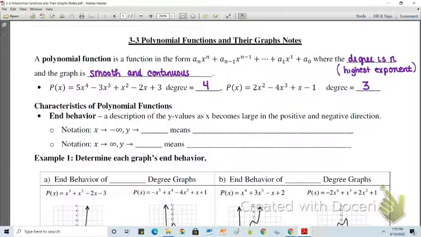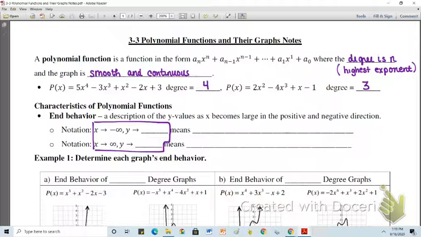Today we're going to talk about end behavior. End behavior is a description of the y values as x becomes large in both a positive and negative direction. End behavior is this entire statement right here. So if I'm asking you to write end behavior, you need to write that whole statement.